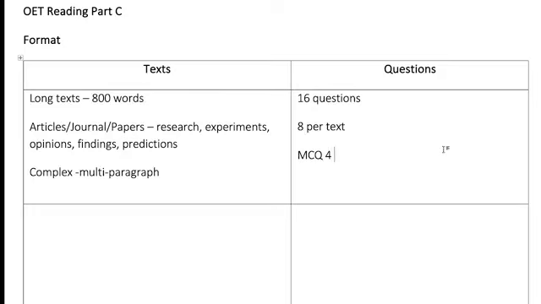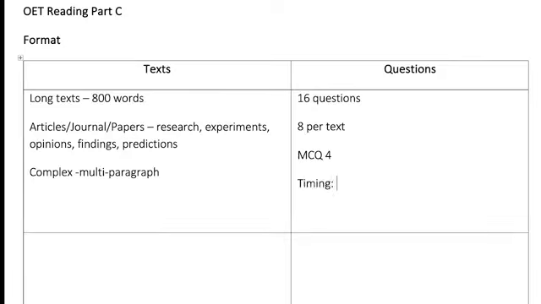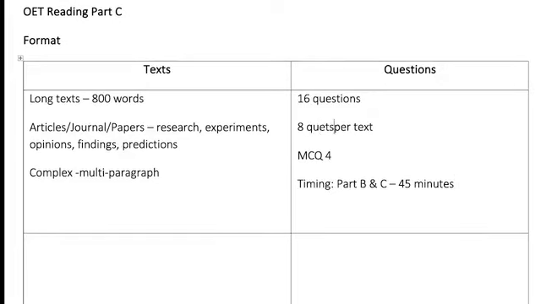In terms of timing, it's a bit difficult because you do Part B and C together. Part B and C are done together and you have 45 minutes. People generally split it as 15 minutes for Part B and 30 minutes for Part C. So just under 2 minutes per question. You've got 8 questions per text, and 16 questions in total.